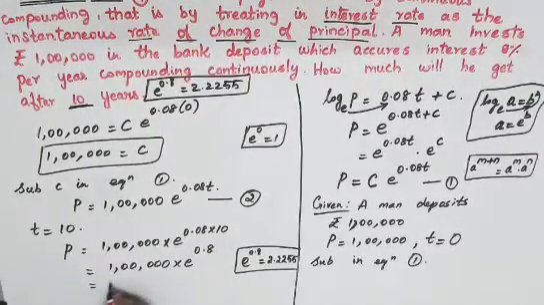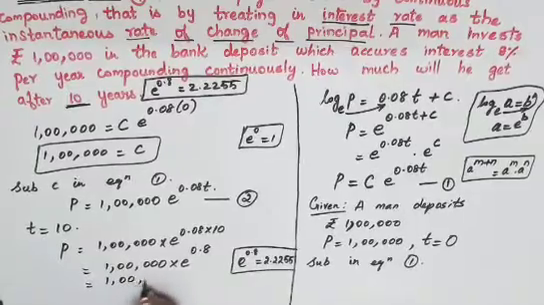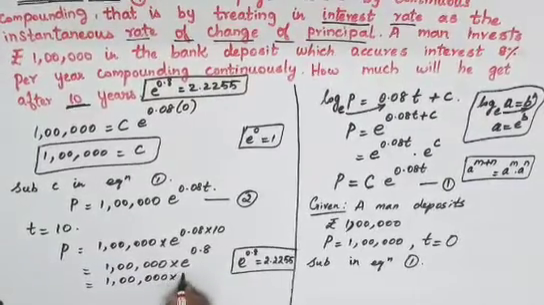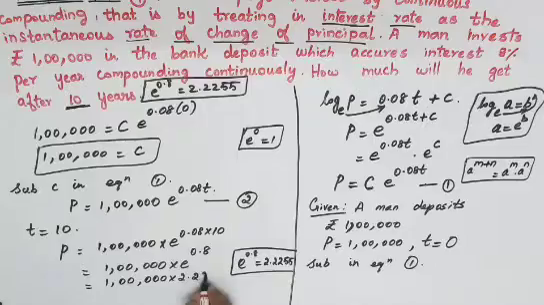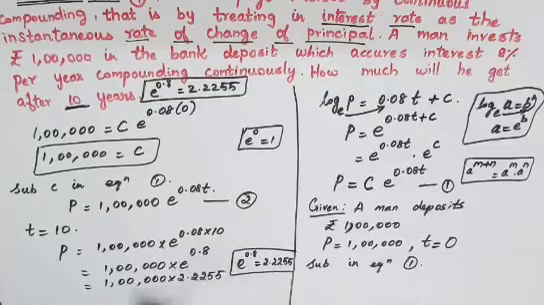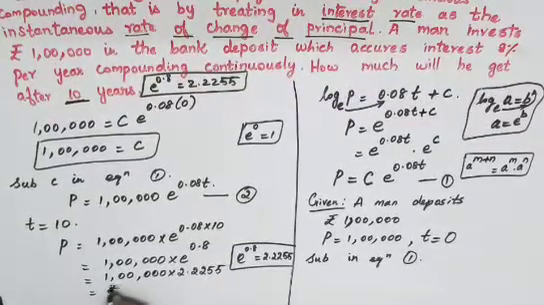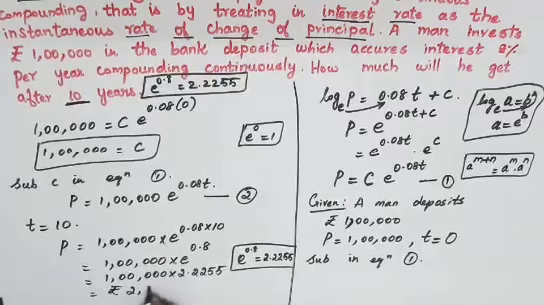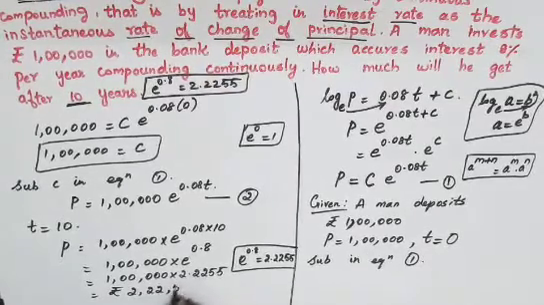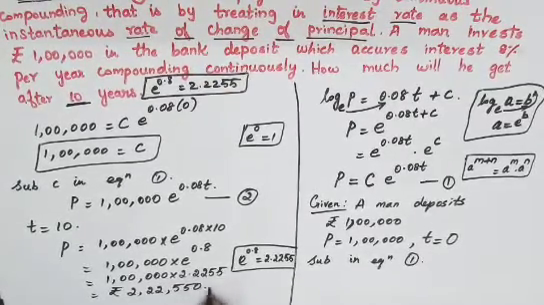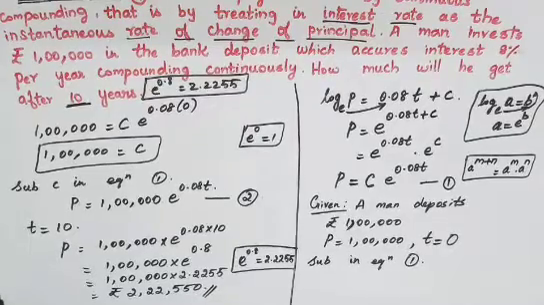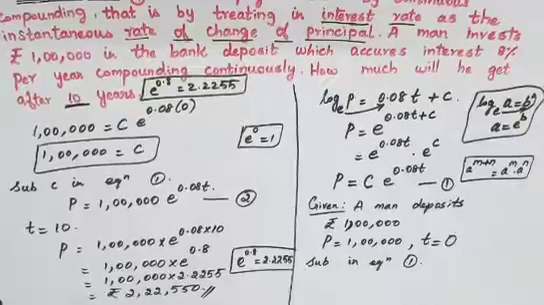So when you are multiplying 1 lakh into 2.2255, the answer will be rupees 2,22,550. So this is the amount after 10 years the person will get as a principal. So this is the answer for your 9th question.